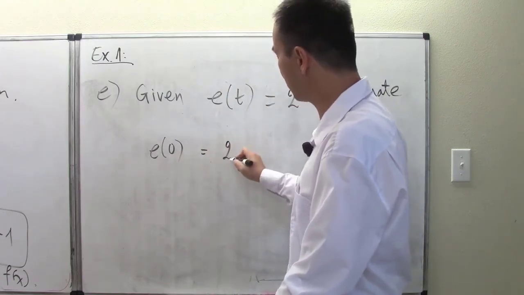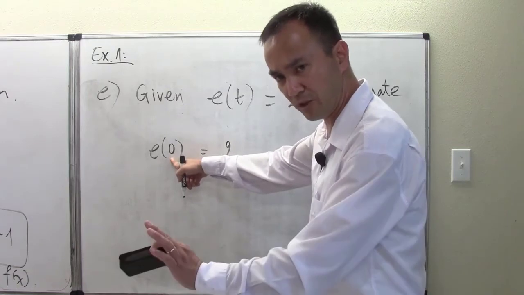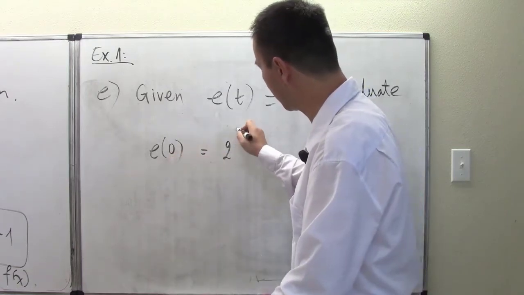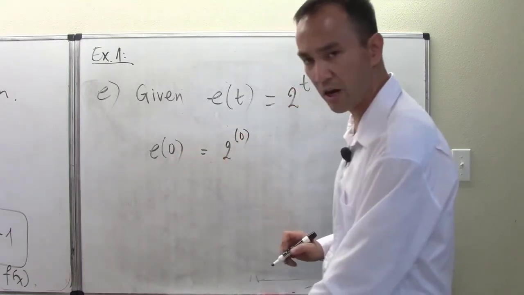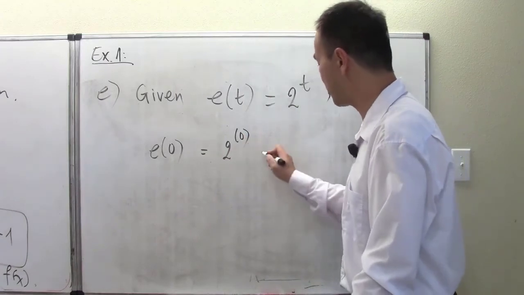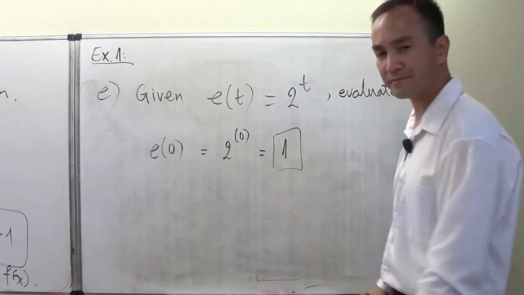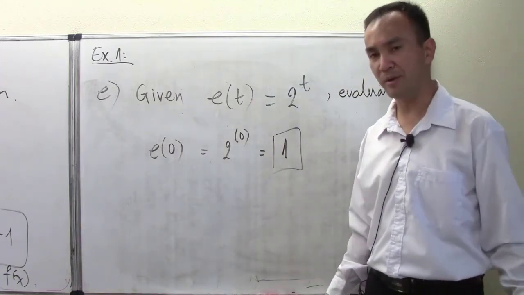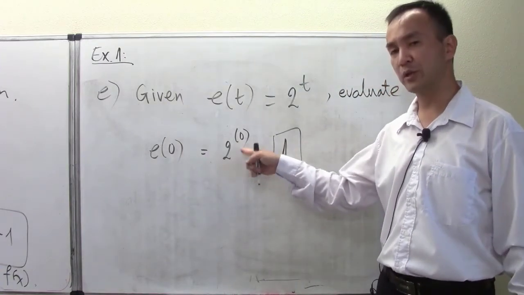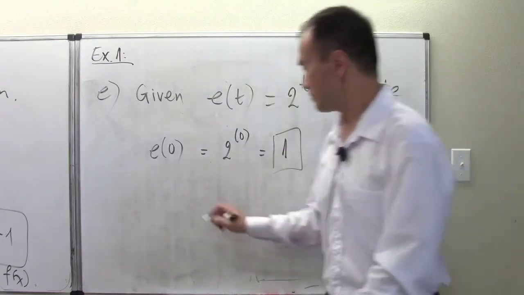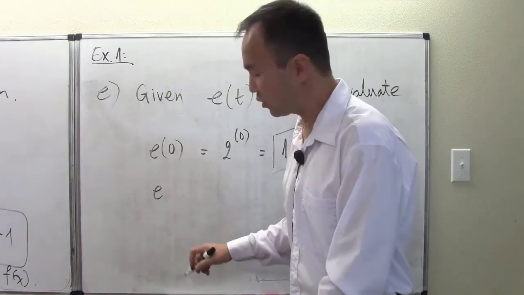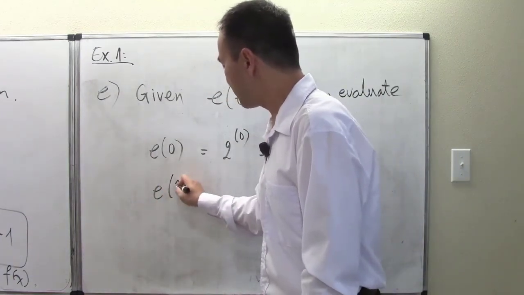The rule says we raise 2 to the input variable. So 2 to the 0, the input value right here. 2 to the 0 is 1 algebraically. It's a requirement that you know how to operate with 2 to the 0. The problem also asked e of 3.